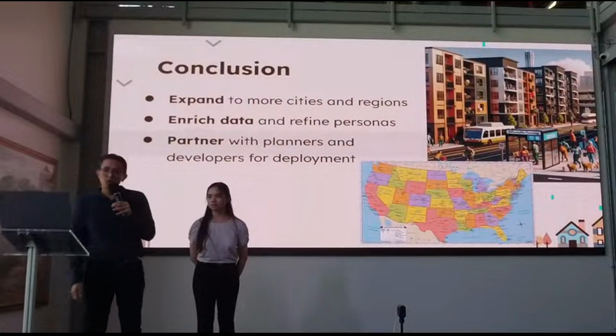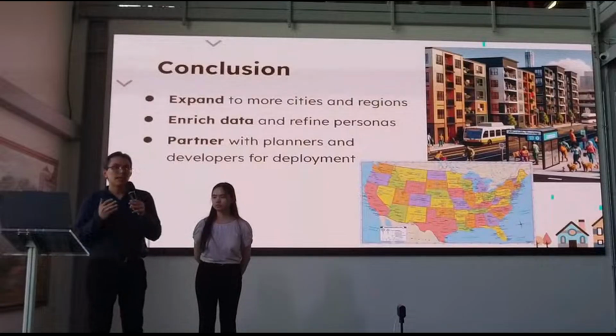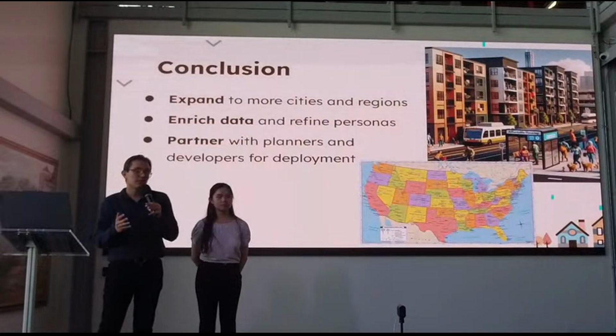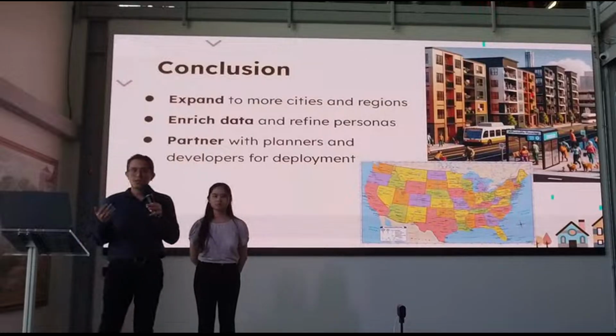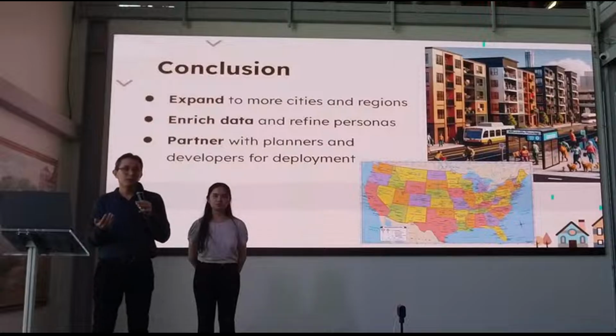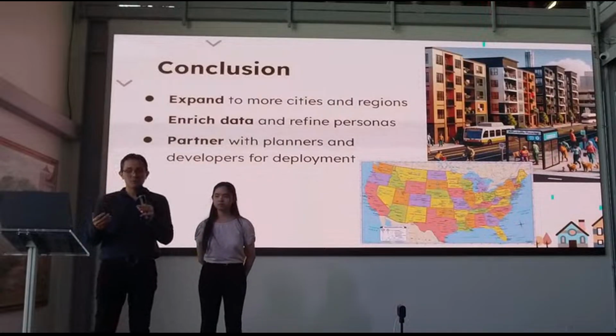Another one that's even more important is to enrich the data. If you want the personas to make the most accurate choices, the most realistic choices, we need to give them more data. For example, one noteworthy one is crime rates. We couldn't find any crime rate data at the census tract level, so we didn't have time to implement that, but that's definitely a future goal.